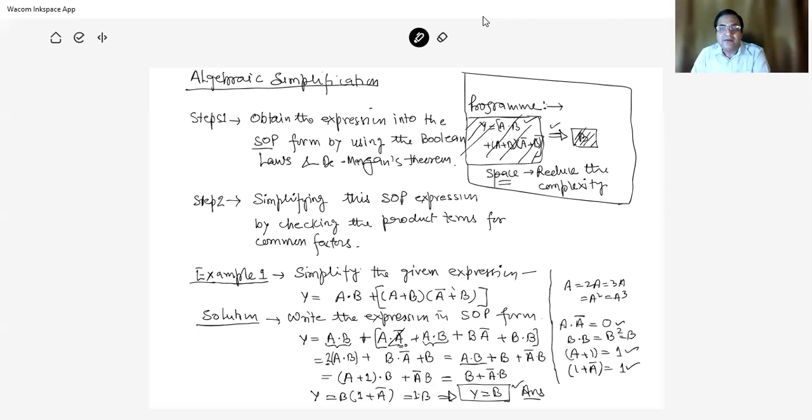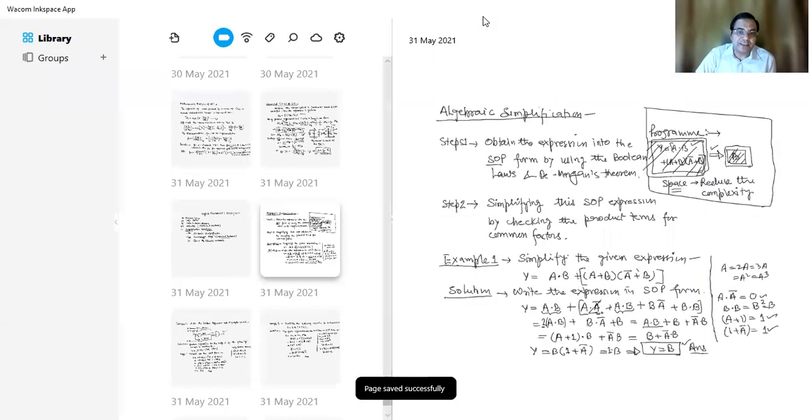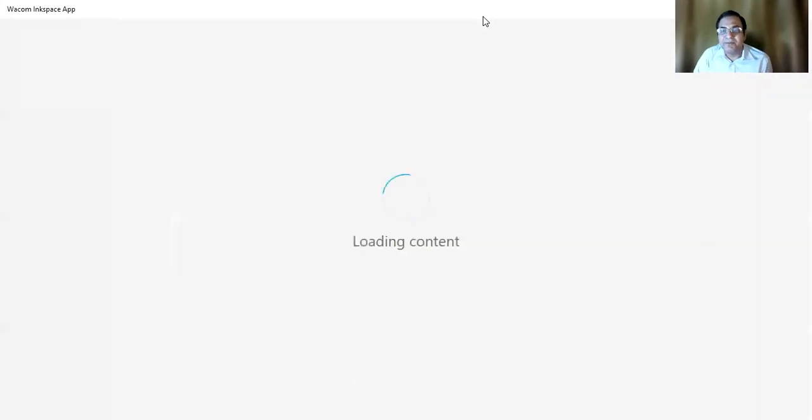This is the final output of the program. The program's complexity and space are reduced into the B form, and this is the simplification. This is the algebraic simplification. So this is the first example, in which we have a mathematical expression and then we simplify.